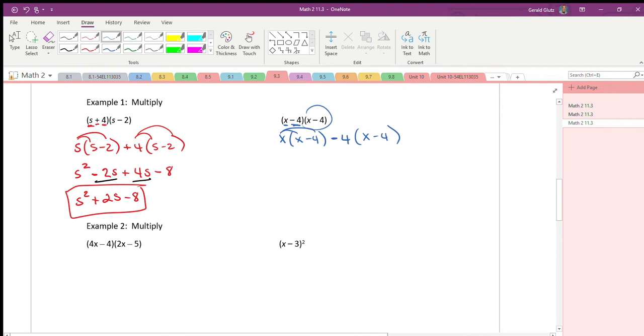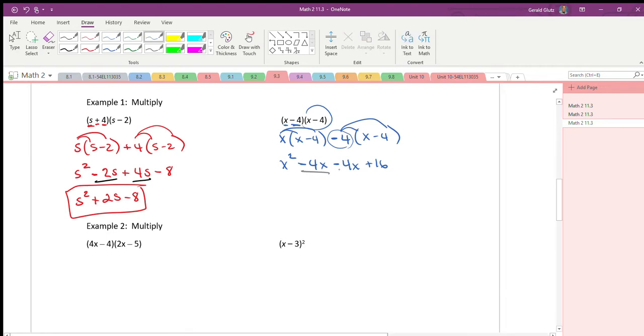Now I distribute. x times x is x squared. x times negative 4 is negative 4x. Now, don't forget to distribute the negative sign too. Negative 4 times x is negative 4x. Negative 4 times negative 4 is positive 16. A lot of people will forget to distribute this negative when they are multiplying times the second term. Most people will do negative 4x here, but a lot of people will put negative 16 here. Don't forget to distribute that negative sign.